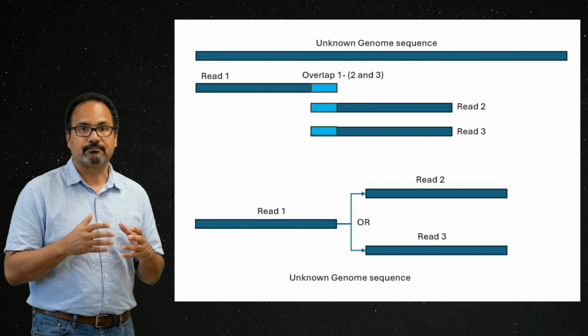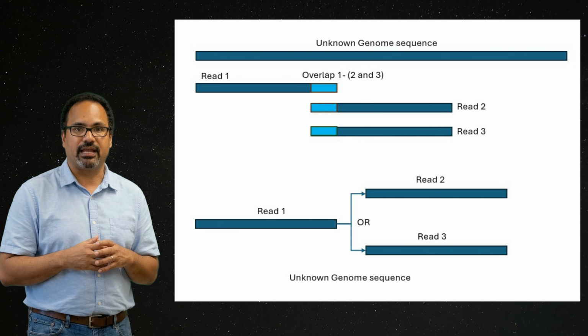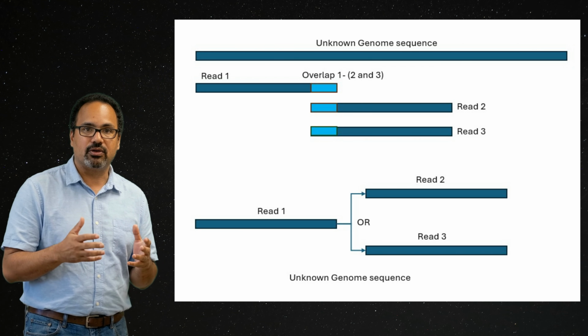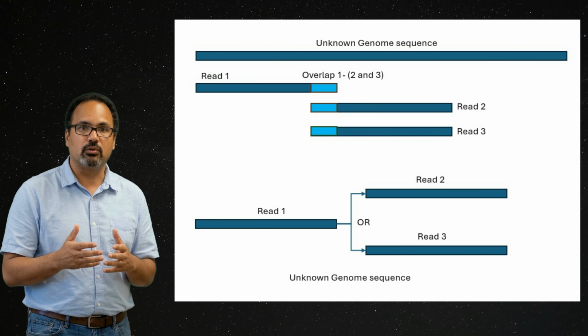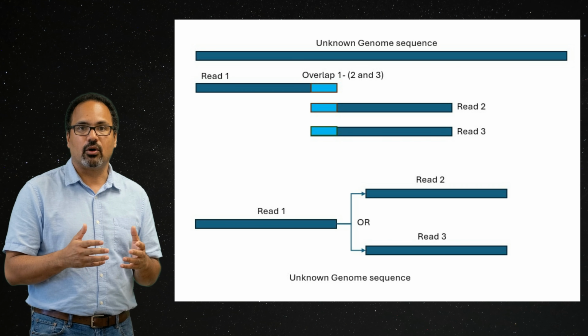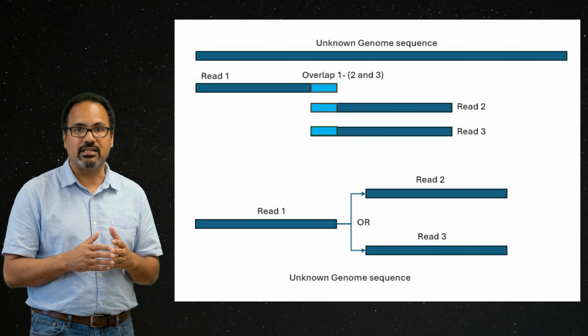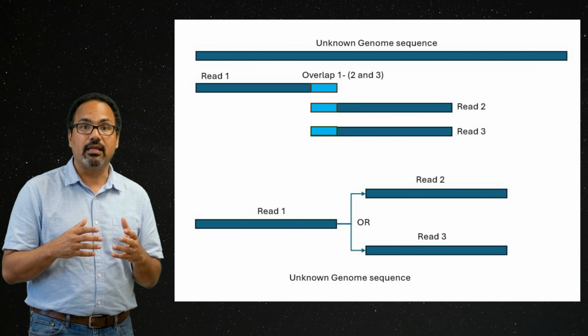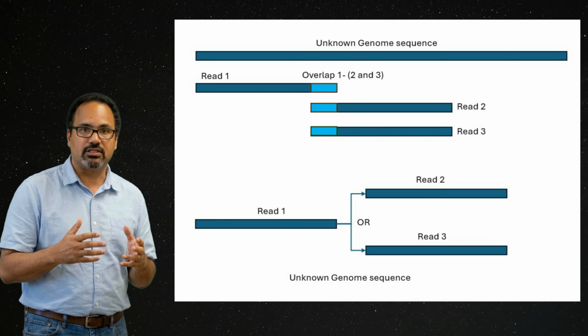To explore this, let's suppose I break up a piece of DNA into 3 pieces again. In this example, both reads 2 and 3 have the same overlap, shown in blue, with read 1, meaning I can't tell the order of the 3 reads in the original DNA sequence. The overlap here would be caused usually by one of the many repetitive sequences scattered across the genome.